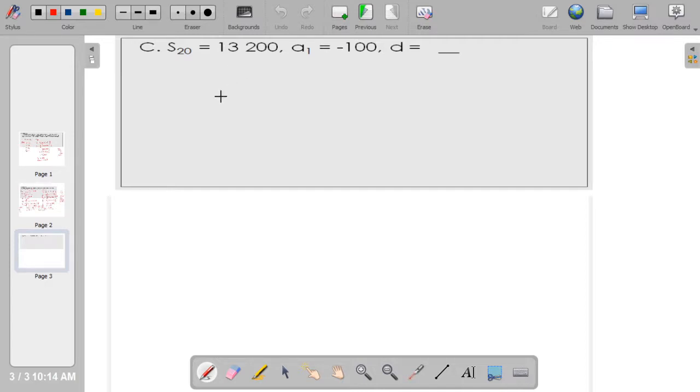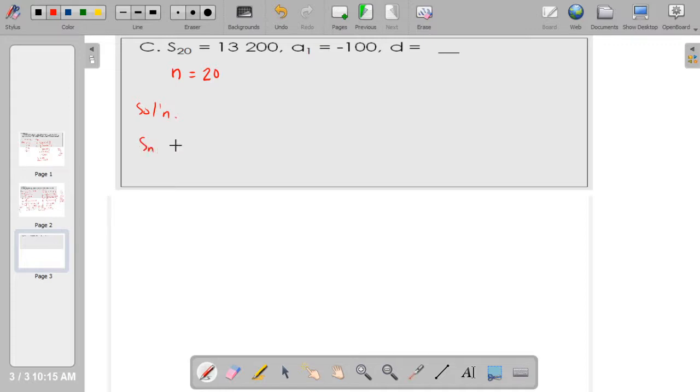Okay. So let us identify the given. The given is our n. How many is our n here? Our n is equal to 20. Okay? Now, we can proceed to our solution.